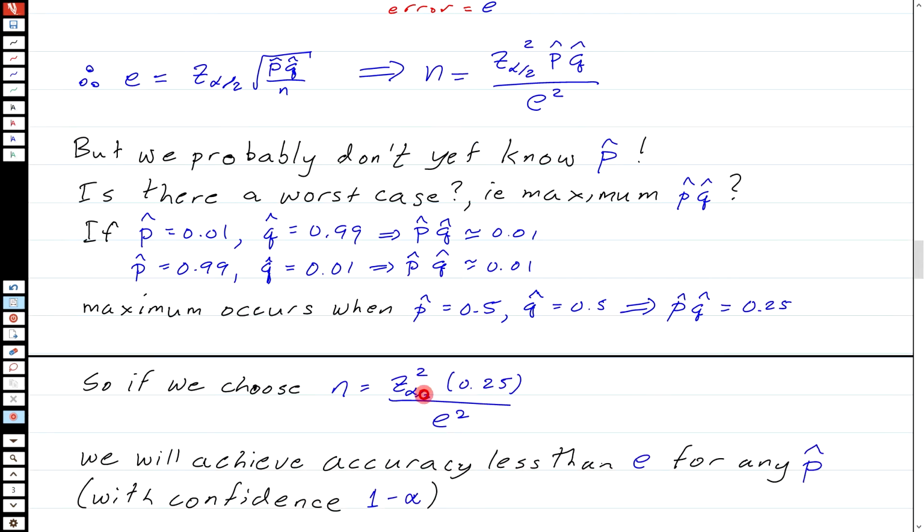So the thing to do then is choose n samples equal to (z alpha/2) squared times 0.25 divided by e squared. This will give us the largest value of n that we could have, and it ensures an accuracy of e for any p hat with confidence 1 minus alpha.